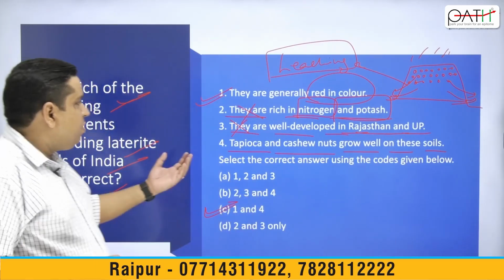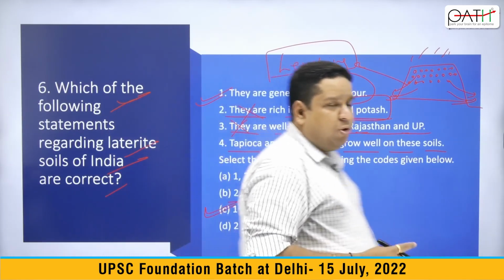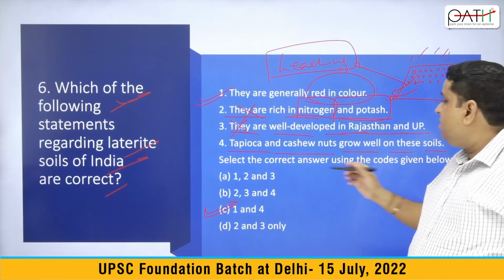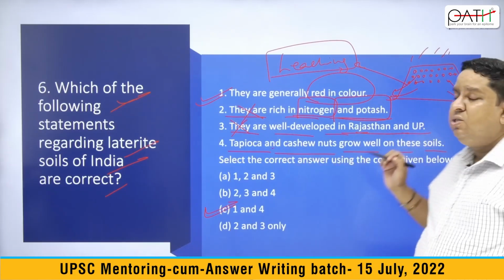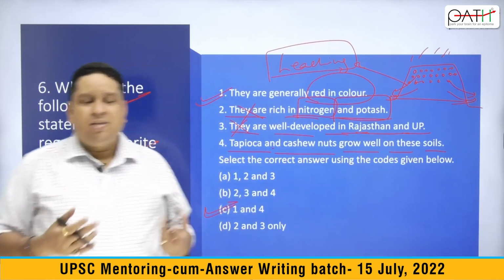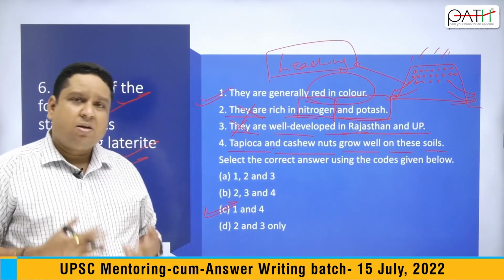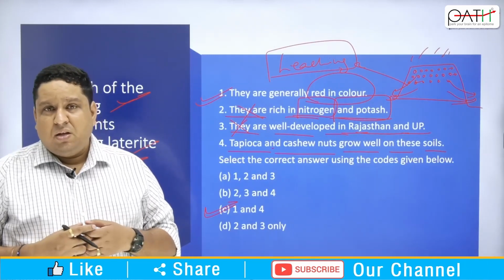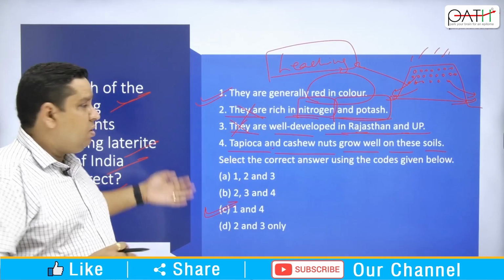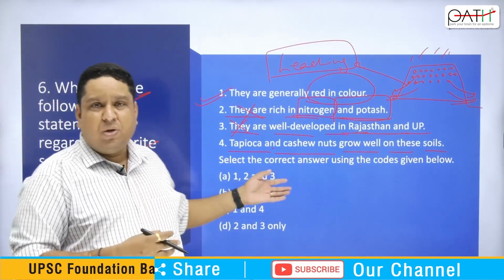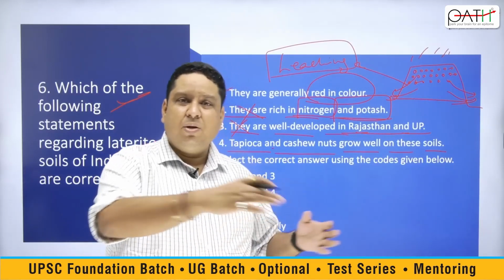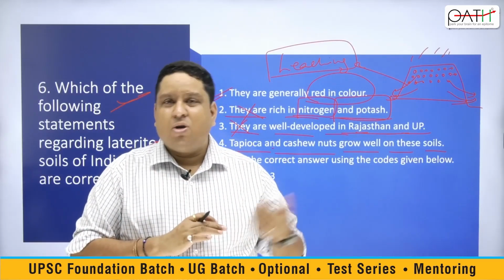Apart from this, yes, it is red in color because the iron oxide part is higher here. And the second thing, tapioca and cashew nuts grow well on these soils. Because these are cash crops, try to understand what the circumstances are, what the conditions are when a farmer will be compelled to grow cash crops. These soils are not spread over a vast land as compared to alluvial soil or black soil. Alluvial soil and black soil are spread over very large regions, right? This is not the case with these soils.